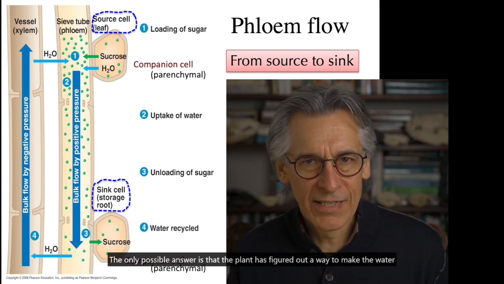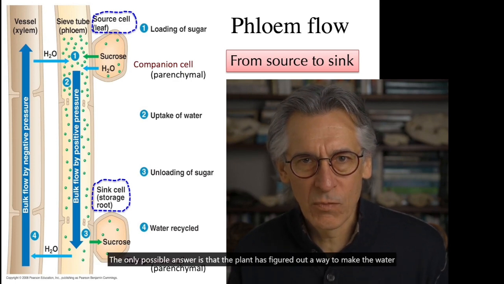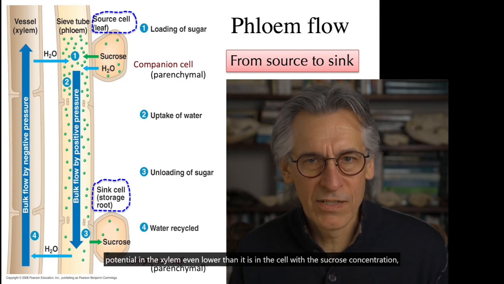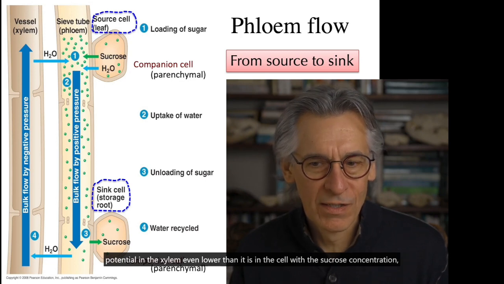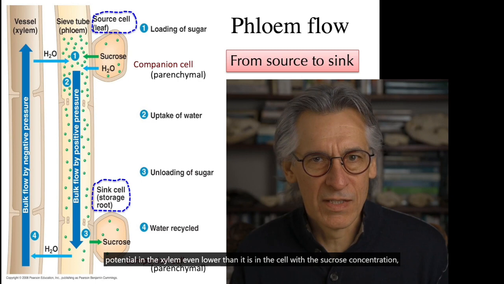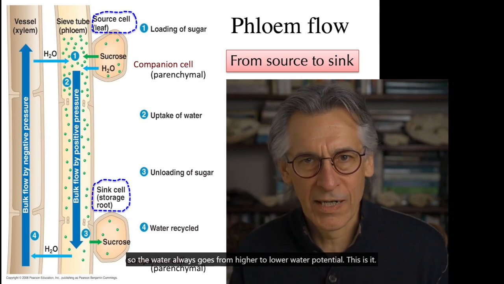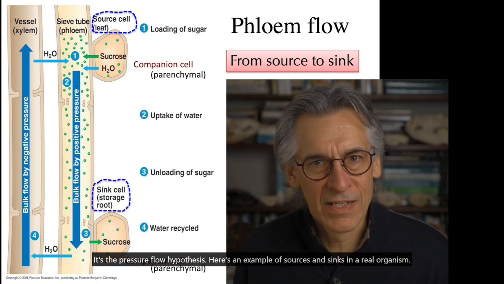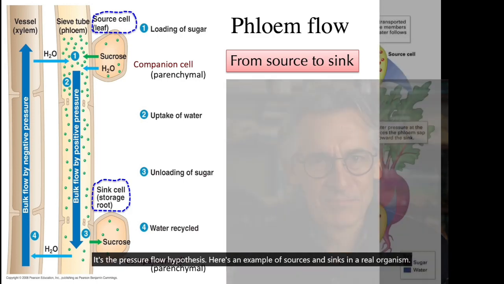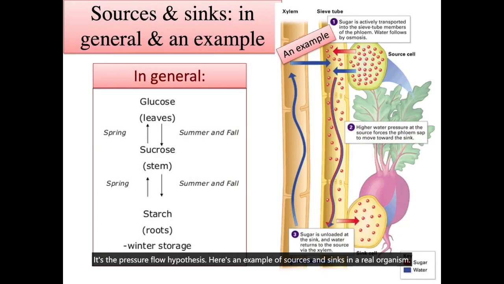The only possible answer is that the plant has figured out a way to make the water potential in the xylem even lower than it is in the cell with the sucrose concentration. So the water always goes from higher to lower water potential. This is it. It's the pressure flow hypothesis. Here's an example of sources and sinks in a real organism. You can see here, this is a nice diagram from your text.